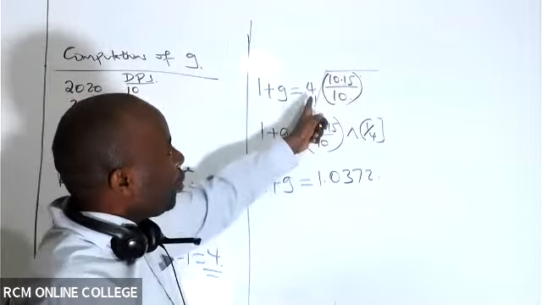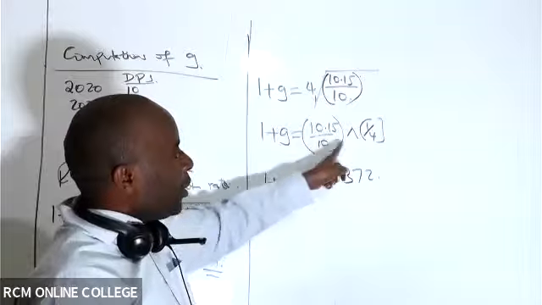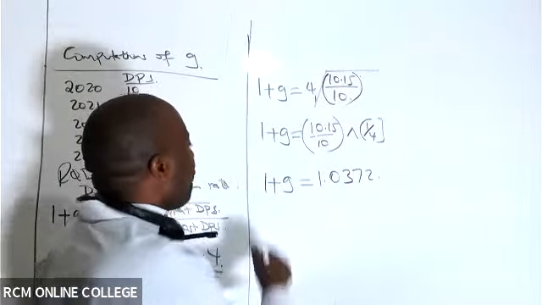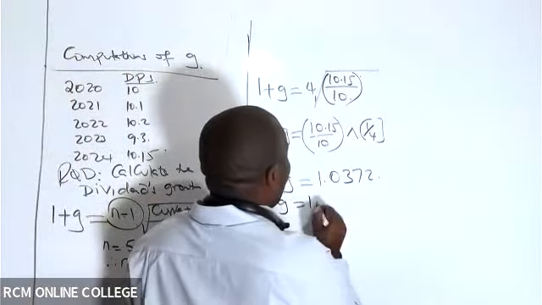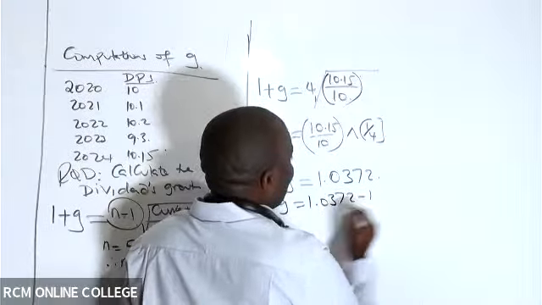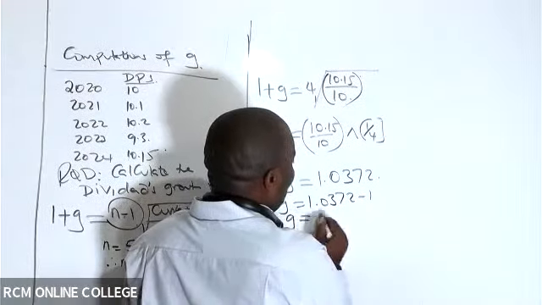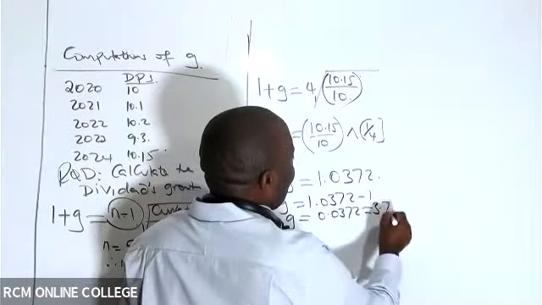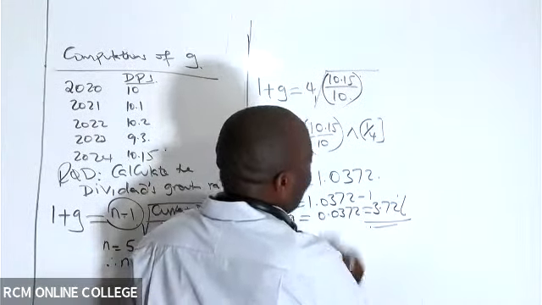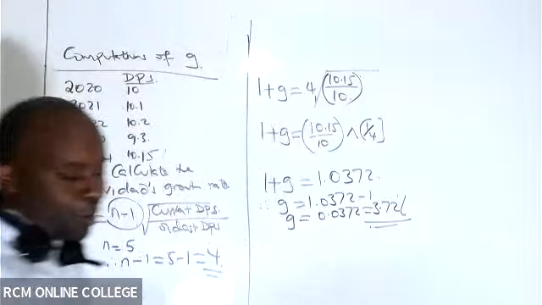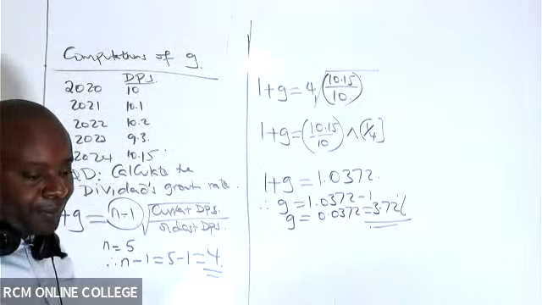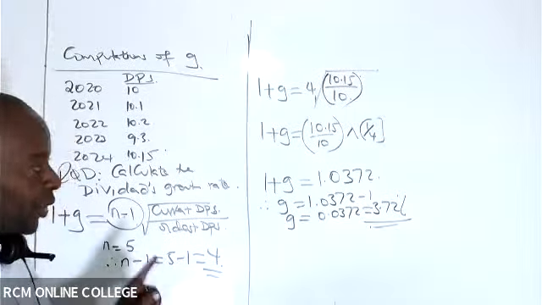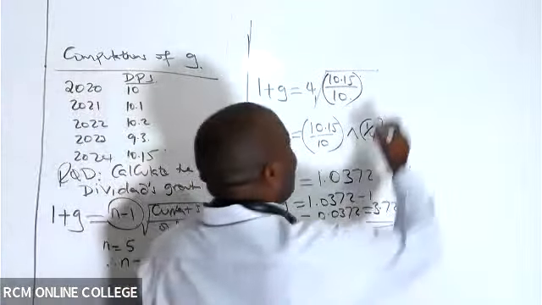When they tell you 10th root here, then you know very well it will be raised to 1 over 10. So then therefore, my G will be 1.0372 minus 1. So my G will be equal to 0.0372, which will be the same as 3.72 percent. So we've been able to get the growth rate, which we should be able to use.